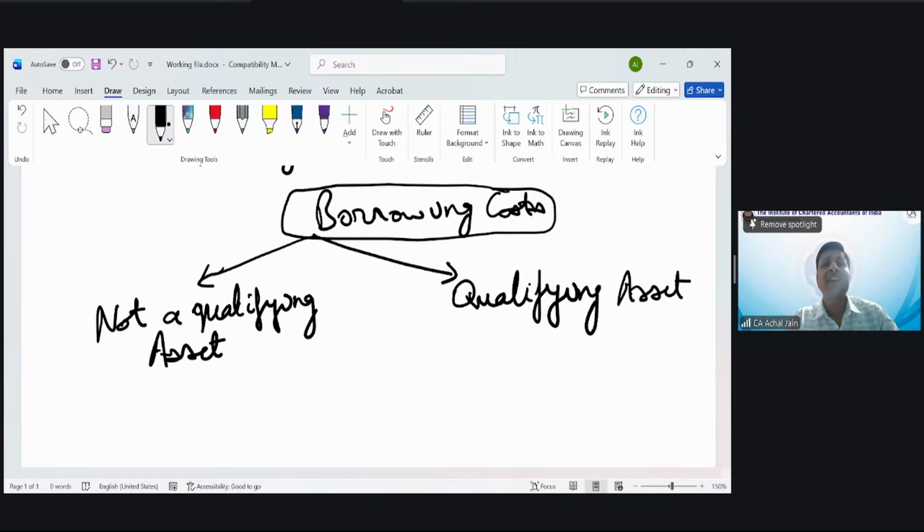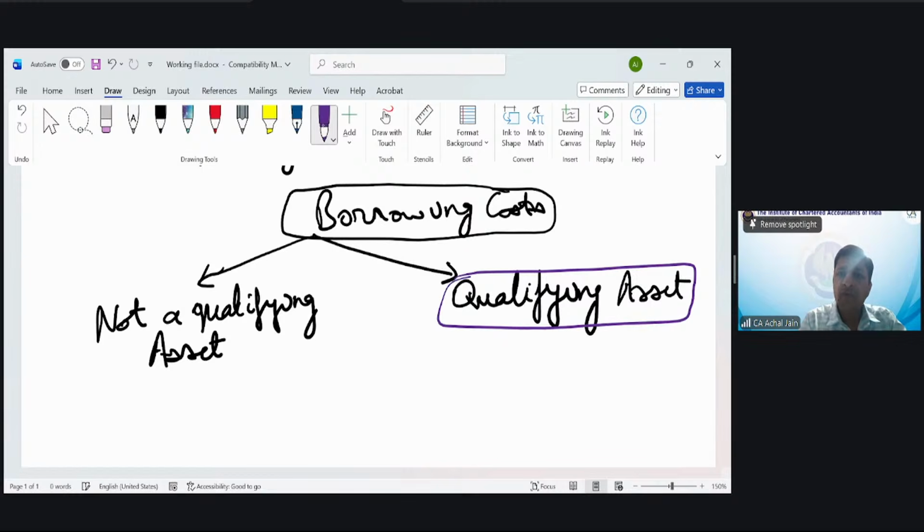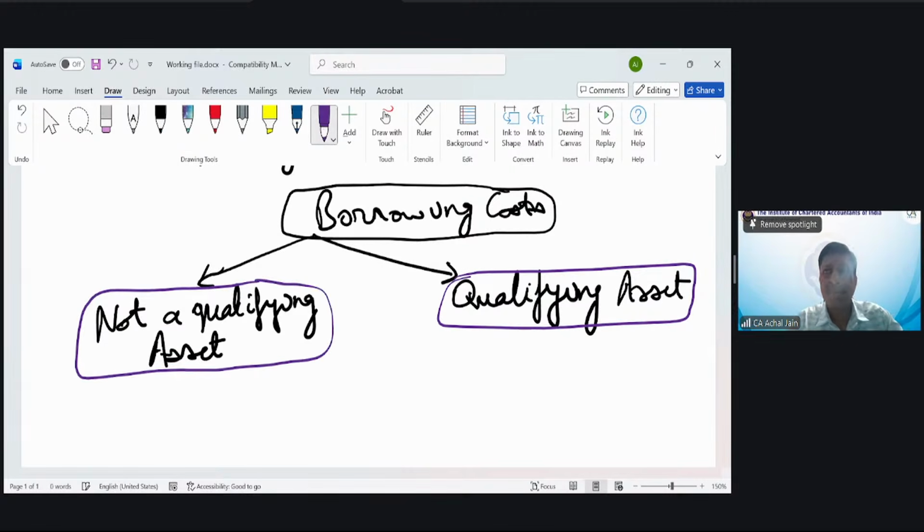For example, a loan is taken by the entity for construction of a building. So what do we have? We have a qualifying asset for this borrowing cost. Yes or no? Let's suppose the company has taken a loan and it's for general purpose, and there is no qualifying asset being constructed using that borrowing. In this case, when this is not in relation to a qualifying asset, where will this cost go? It will always go to P&L.